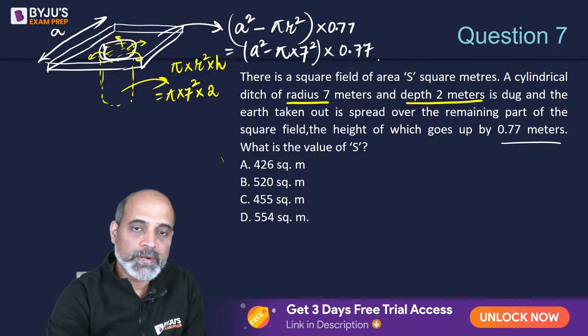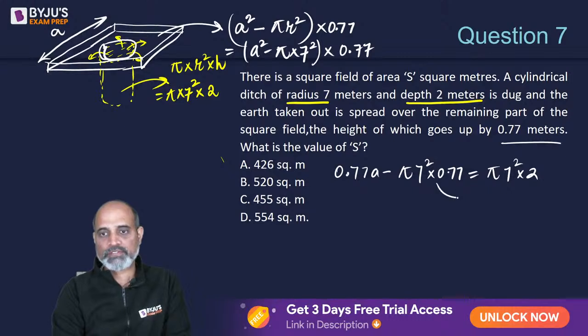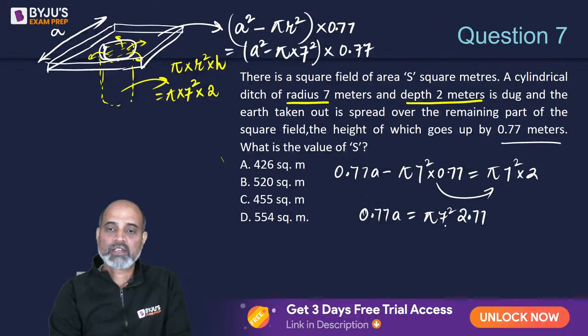So let's equate. So we will get 0.77 A minus pi 7 square into 0.77. This is given as pi 7 square into 2. If I take the pi component to the other side, I will have 0.77 A is equal to pi 7 square into 0.77 plus 2, which will be 2.77.